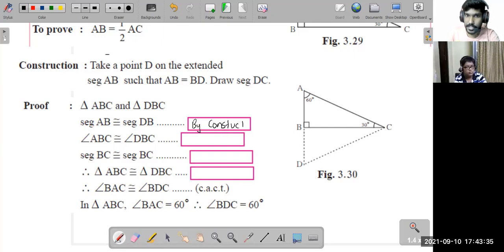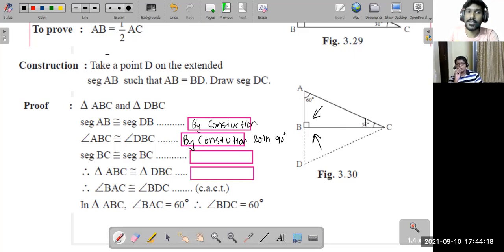Clear? First thing clear? Yes, sir. Okay. After that, angle ABC is this one and angle DBC is this one. Both of them are congruent. Why? By construction. Both of them will be 90 degree. So we'll write by construction and both 90 degree.